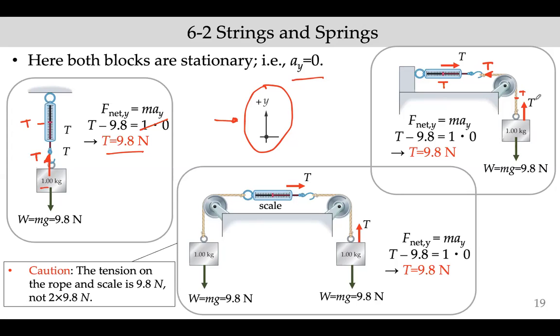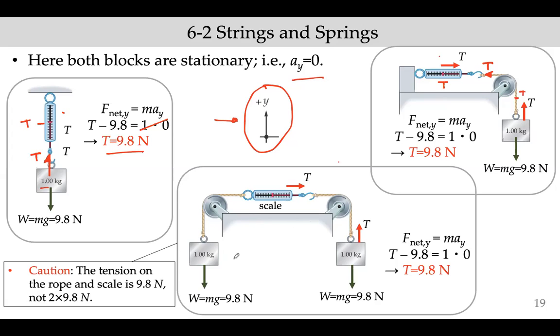The net force is T minus 9.8. Because it's stationary, it's not moving, acceleration is 0. In this case, also tension is 9.8. So as you can see, they look different, but they actually give the same tension. Now, what about this one? What would you read on the scale?